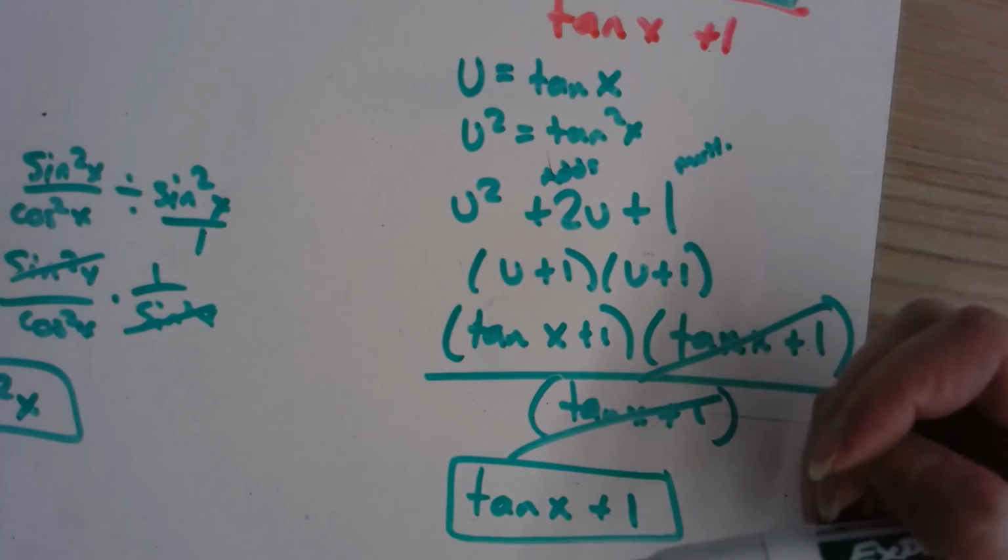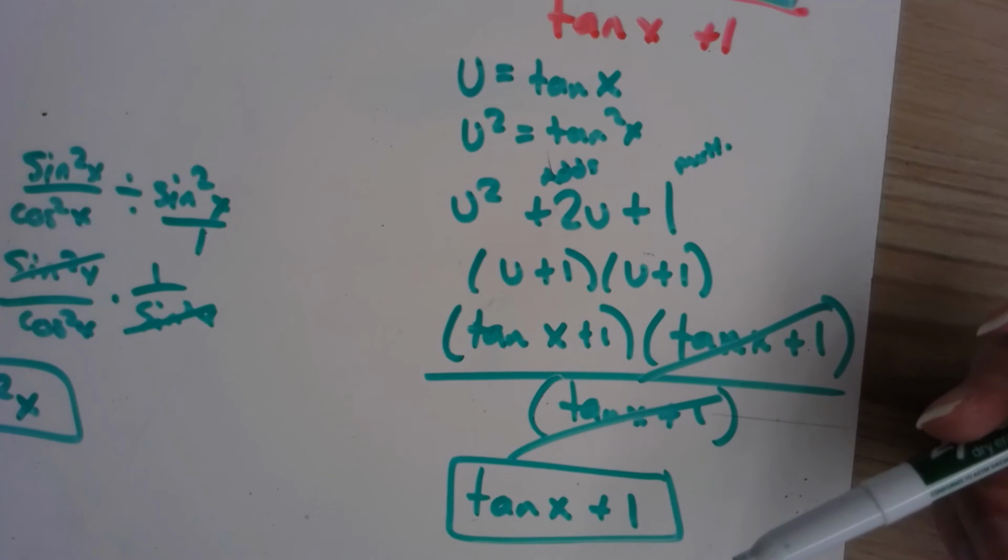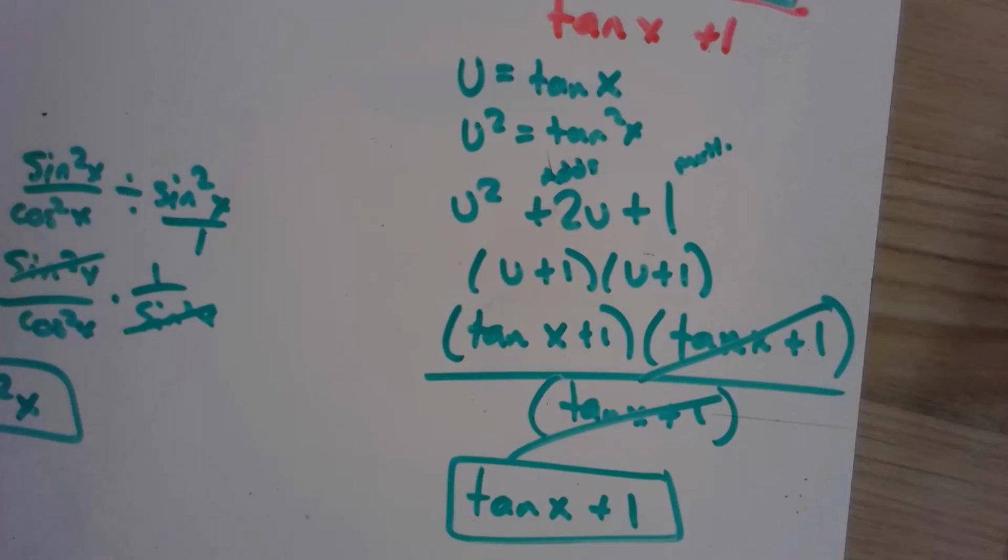Okay? If I change that to sine and cosine, like one of my strategies says, is it going to simplify it down further? No. So if it doesn't, we're going to leave it as tangent. That's my answer. Happy day.